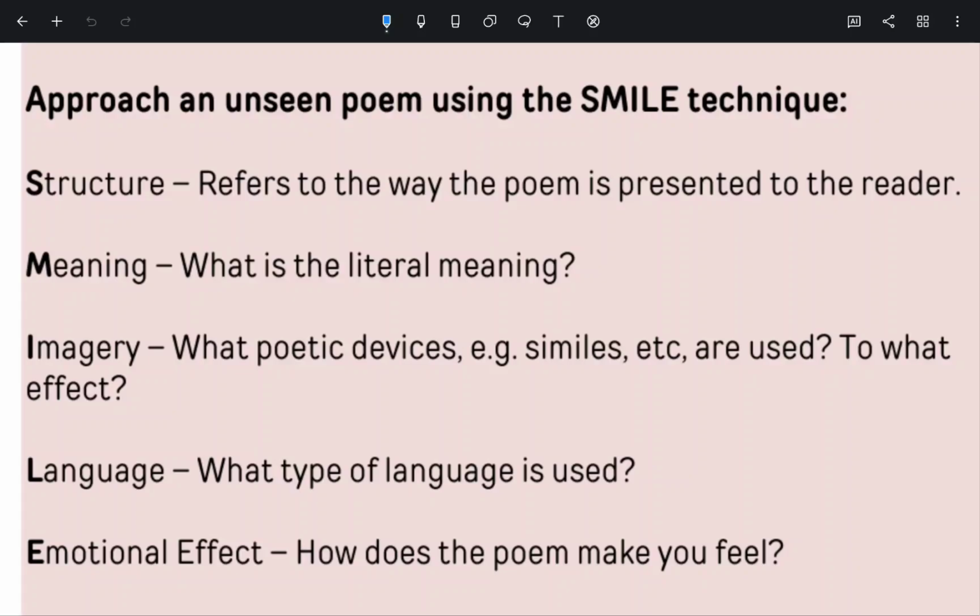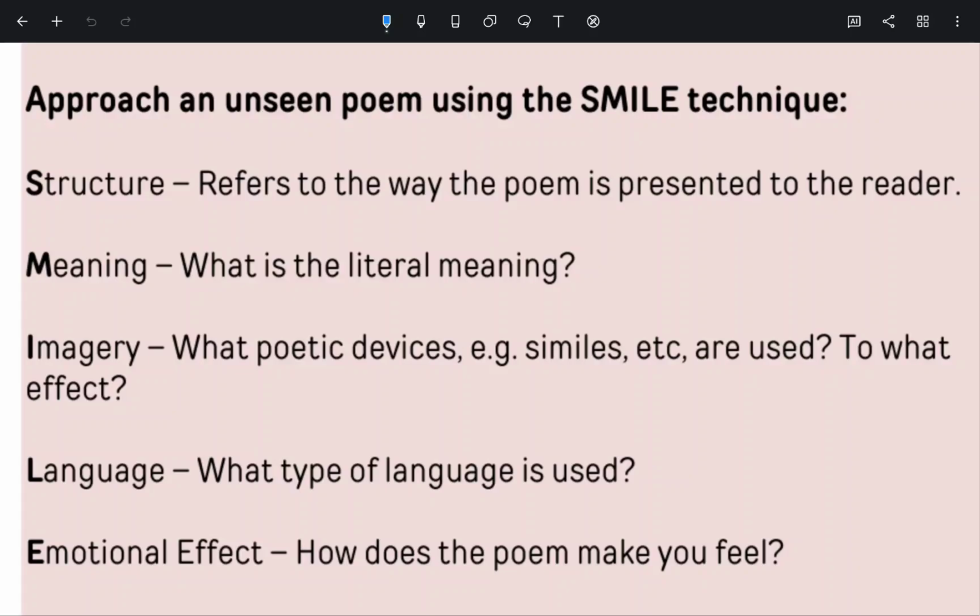I, imagery. What poetic devices are being used? Is the poet using similes? Is the poet using personification? Is the poet using metaphors? If so, why are they used, and what is the effect of using these poetic devices? It's important that you talk about this in further detail, because you will achieve top marks for that.